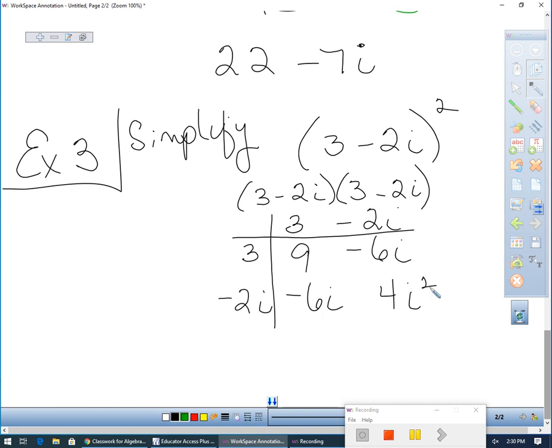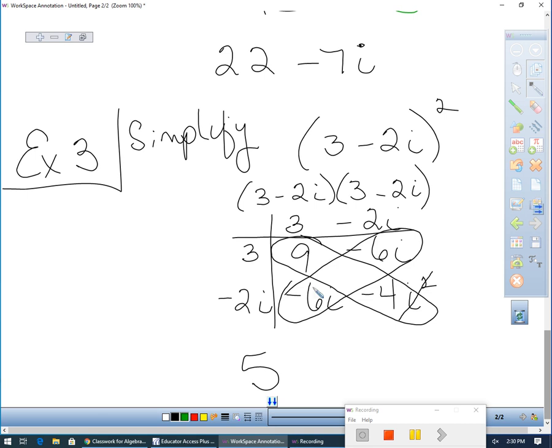What do I do to that last term I just wrote down? Yeah, so I'm going to cancel my i squared and make this a negative 4. Then I add my diagonals together. 9 plus negative 4, 5. And negative 6i plus negative 6i, perfect.